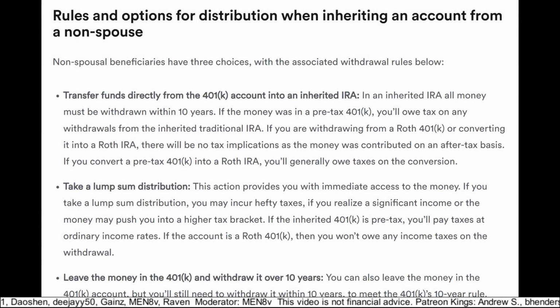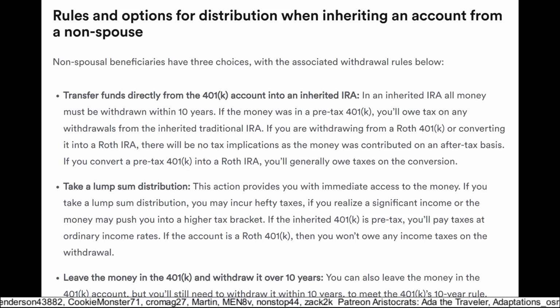Apparently there's 3 choices of what he could do with the new 401k. Number 1, he could have transferred the funds directly from the 401k into an inherited IRA account, and then all that money would need to be withdrawn within 10 years. Number 2, he could take a lump sum distribution out of it, which may incur some taxes. Or number 3, he could leave the money in that new 401k and then withdraw it over the next 10 years, due to the requirement to withdraw inherited IRAs within 10 years.